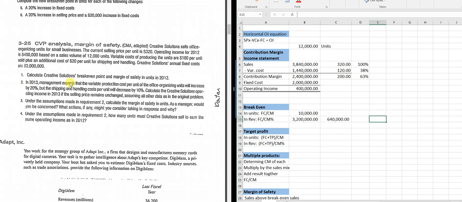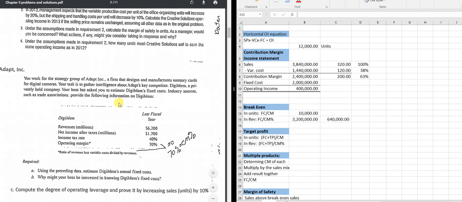In 2013, they expect that variable production costs will increase by 20%. Okay, so this again, you can kind of go through these on your own. Ask me any questions if you have, but this is just kind of how you set it up. I do it on Excel just to show you because it's quick to go through each of them, but you certainly need to try them both ways, do it by hand and on the computer.